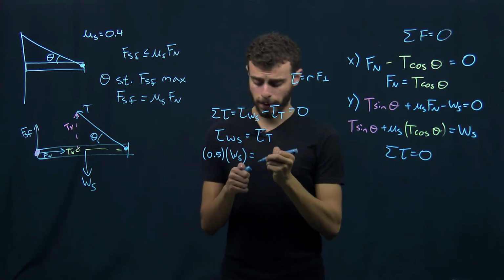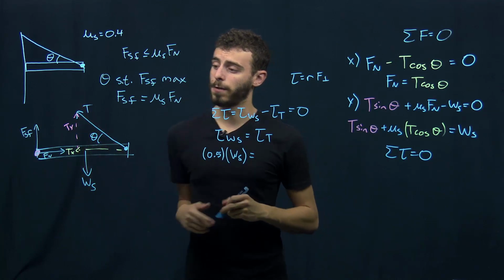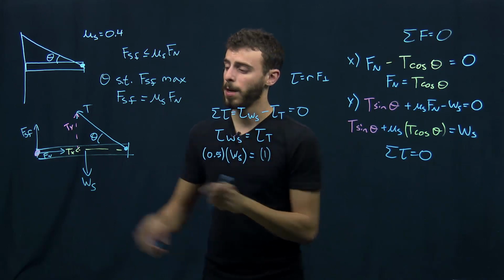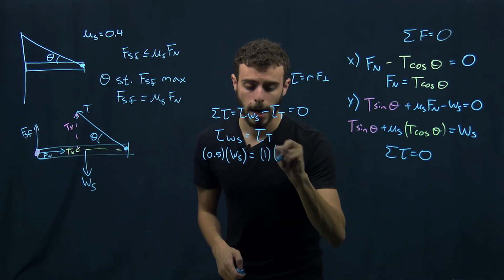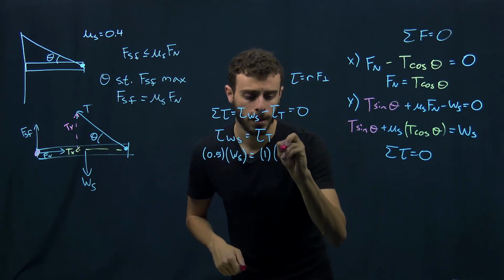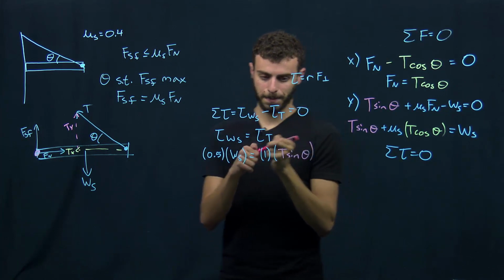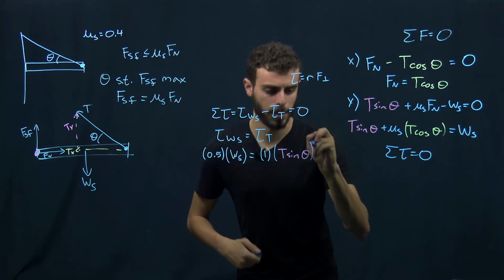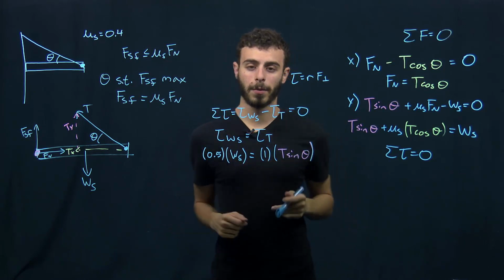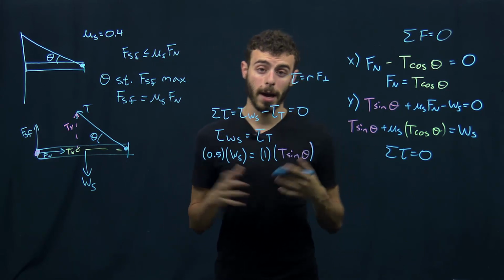Similarly for our tension force, we only want the perpendicular component, so we're only going to take the Y component of that tension force. Otherwise it's the same. The radius is 1, and the force is going to be Ty, which will be equal to T times sine of theta. So we now have another relation, and right away we can see we can solve this for the weight of the stick.